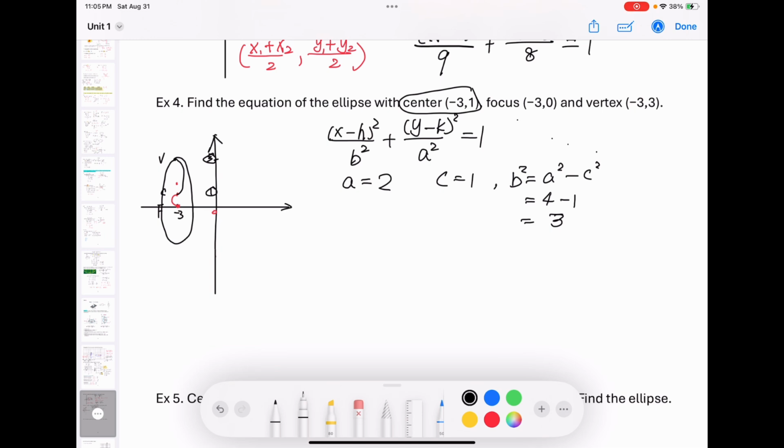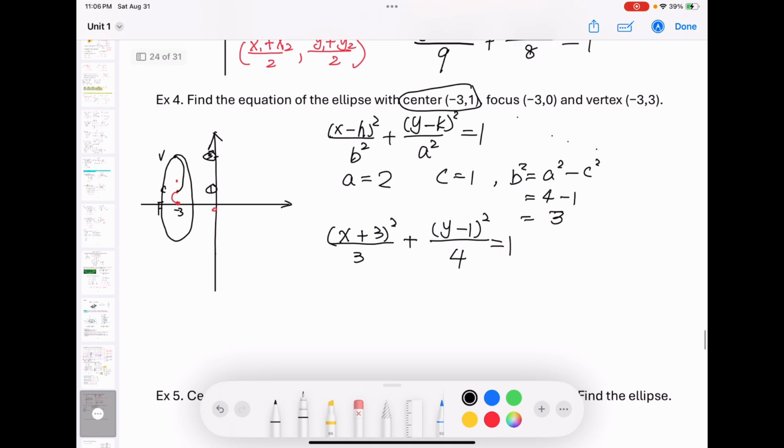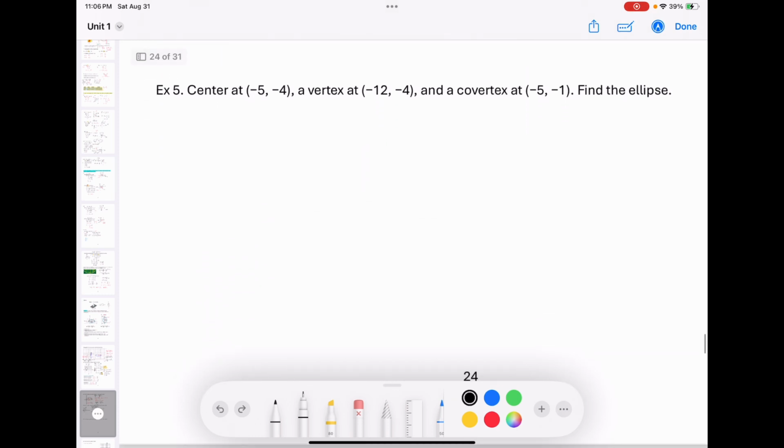Let's bring all of them into my equation. So x minus h is x minus negative 3, so x plus 3, squared. And then plus y minus k, y minus 1 squared, is equal to 1. And the bottom is b squared, which is the 3. And then another bottom is a squared. A squared is 2 squared. It is 4. So this is my equation. You don't have to graph perfectly because this question is just asking us the equation. It's not a graph.